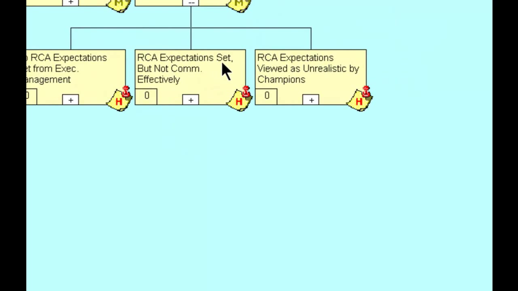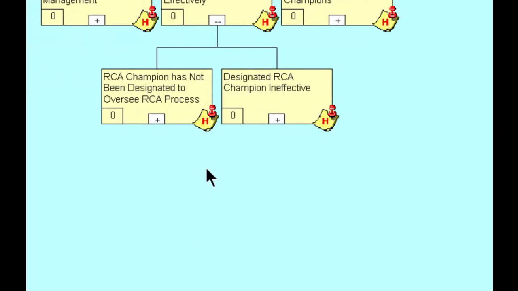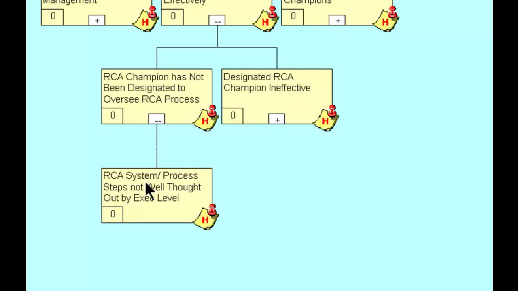RCA expectations were set, but not communicated effectively. Well, how can that be? The RCA champion has not been designated to oversee the RCA process, so there is no champion for the effort. It's just paper-based and lip service right now. If the RCA system process steps were not well thought out by the executive level when they're doing their planning, and there was no step in there to assign this accountability to a champion, then there's less of a chance that this would succeed anyway.